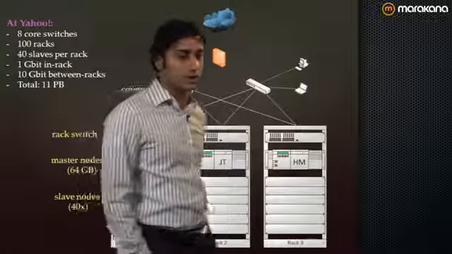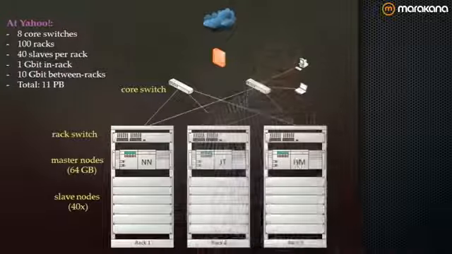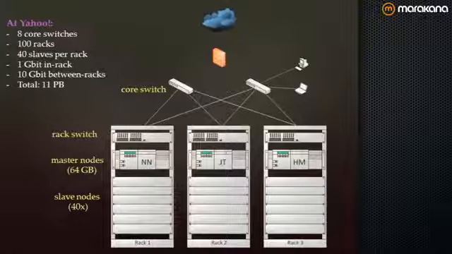This is a diagram that shows the best practices approach for how to architect an HDFS cluster. So this is how Yahoo sets up their 4,500 node cluster. So we have 3 different racks here. Each rack has 40 slave machines.